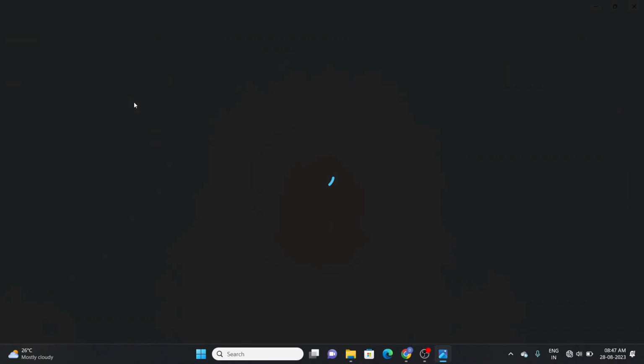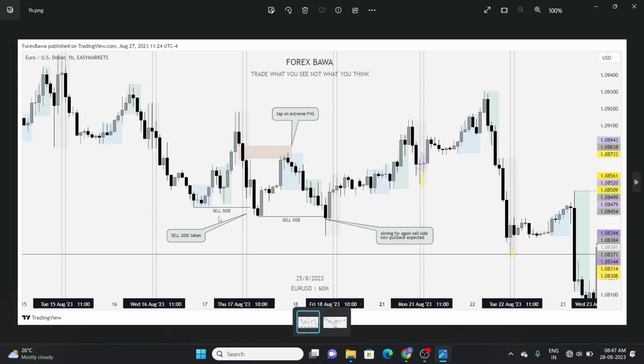All right. So here is our 1 hour, the higher time frame for the silver bullet. You can see here sell side taken. When we draw the Gann box here, you see this is the premium zone. The only reaction point here is the fair value gap, that is an extreme fair value gap. Then price is aiming for this sell side, as sell side taken. Now what we expect is a pullback, and our silver bullet time is here.